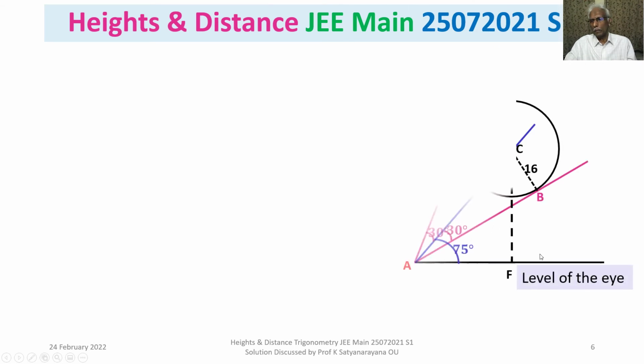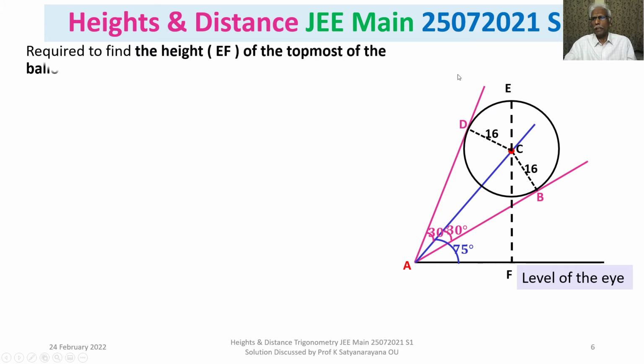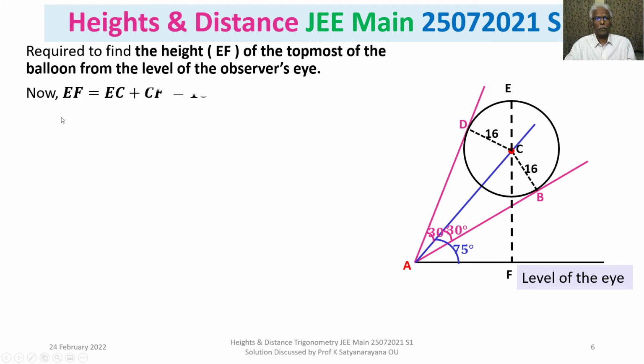So this is the diagram we have been discussing. We want to find EF, that is the height of the topmost point of the balloon from the level of the observer's eye. Now EF is equal to EC, that is the radius, plus CF. EC is 16, plus CF. To find CF, we consider the right angled triangle CAF, and from that CF can be found.